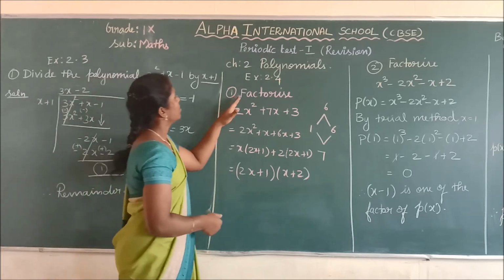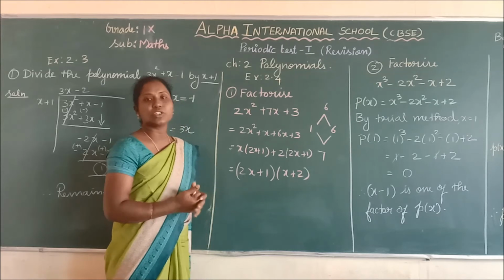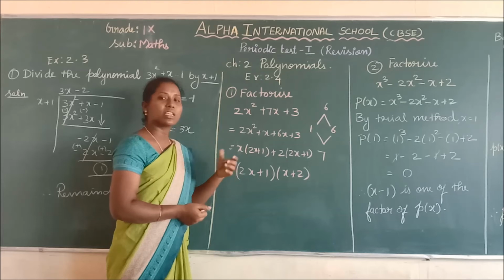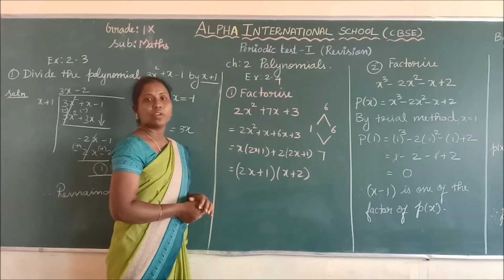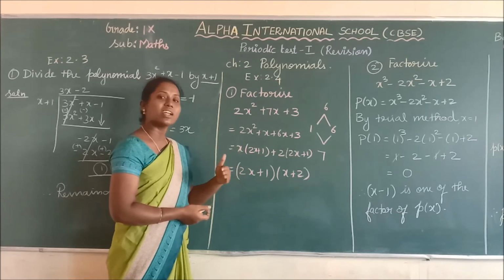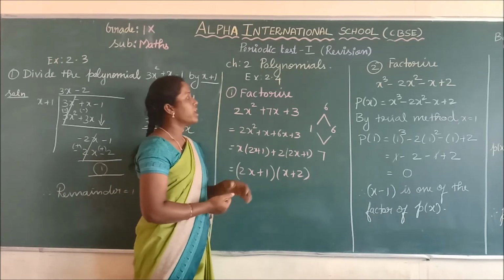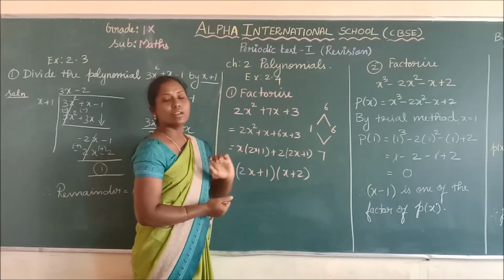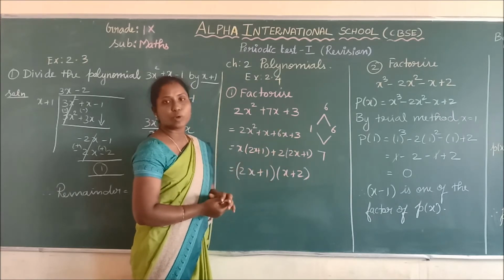Now, exercise 2.4 is based on the factorization of the polynomial: how to factorize a polynomial, or how to check whether the given term is a factor of the polynomial. Already in exercise 2.2, we checked whether the given term is a factor of a polynomial or not. Factor, in other words, we can say zero of the polynomial. Here we are going to revise how to factorize a quadratic polynomial and a cubic polynomial.